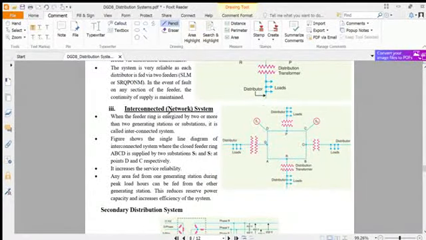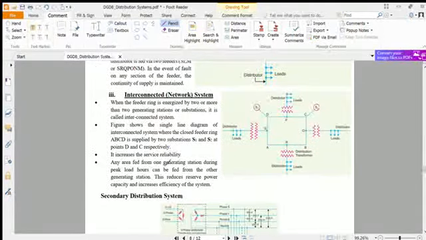And the third one is the network system. Here you see there is another substation, here is another substation. Multiple substations can be connected here. This is why it is called interconnected, and obviously it increases the reliability, and it can be used for a higher value of load.